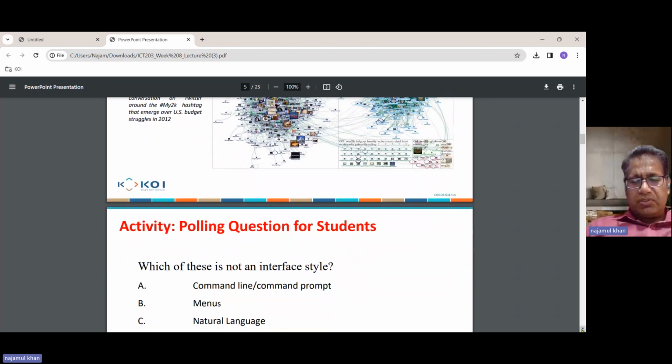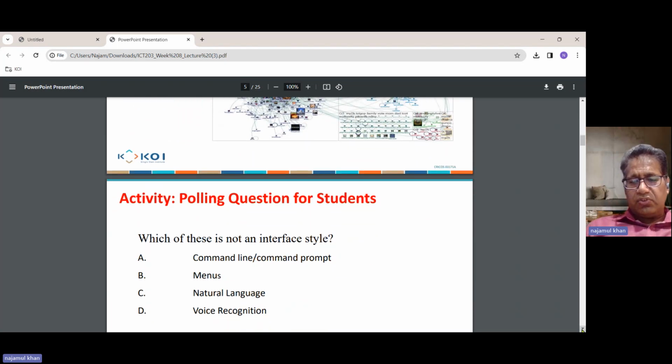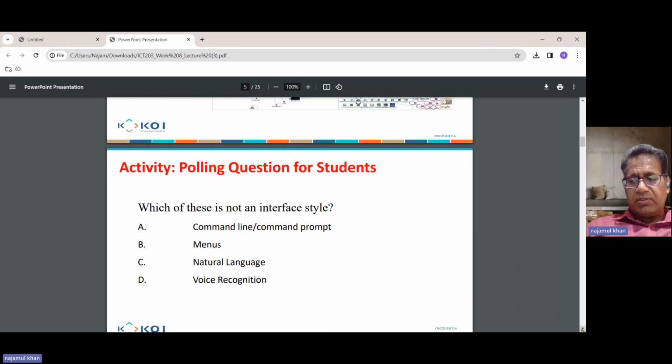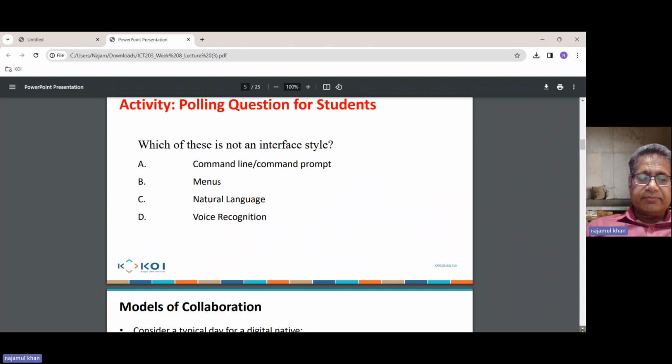Now some polling questions for the students. Which of these is not an interface style, guys? I leave it up to you to answer these questions. I keep answering questions myself, because sometimes students don't respond later, so I ask. Which of these is not an interface style? A, command line prompt; B, menus; C, natural language; D, voice recognition. Anyway, we will see that later on, in our tutorial classes. Don't worry about that.